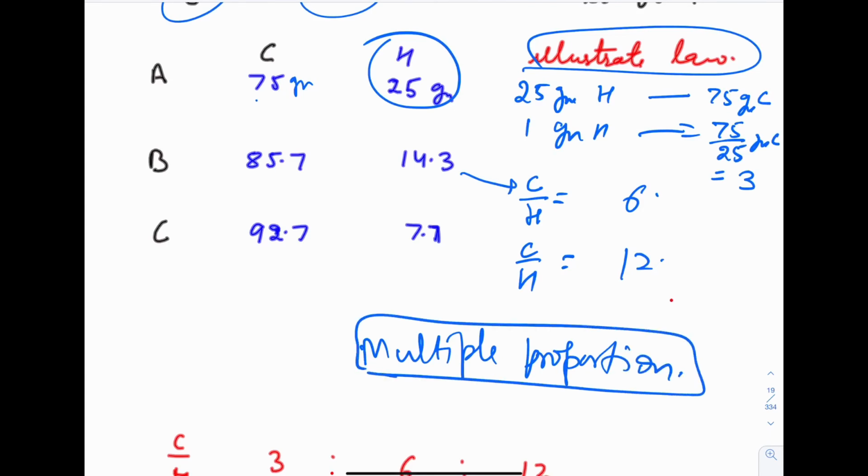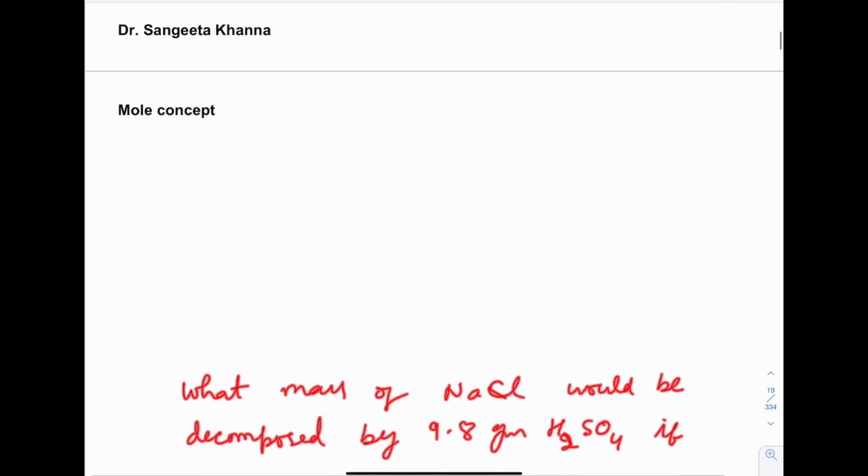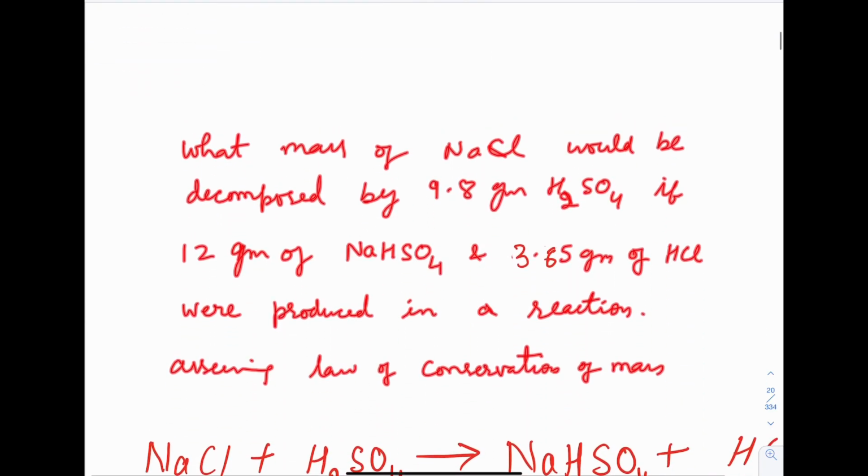If in the three experiments this ratio was found to be the same, then it was the law of constant composition. And you can say that in every case the compound formed was the same. Do this question.